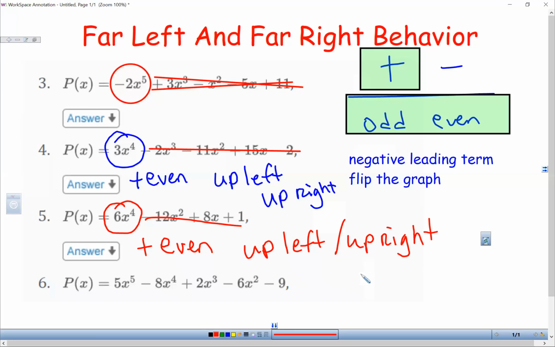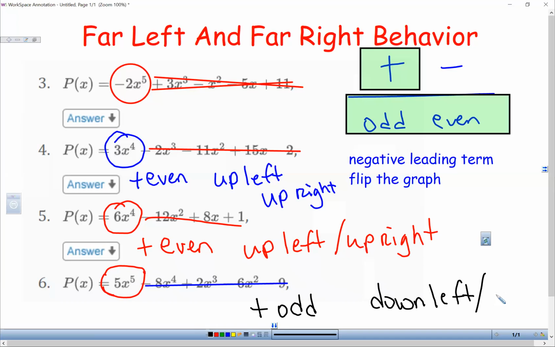Okay. Our last one down here, we have 5x to the 5th as our leading term. And again, we can go ahead and cross out the rest of this because we don't want to get confused with that. So for this one, our term is positive, but the exponent is odd. So odd and positive means it's going to go down on the left and up on the right. And you can remember odd has 2 D's, so the left and right go in different directions. That's an easy way to remember with odd.